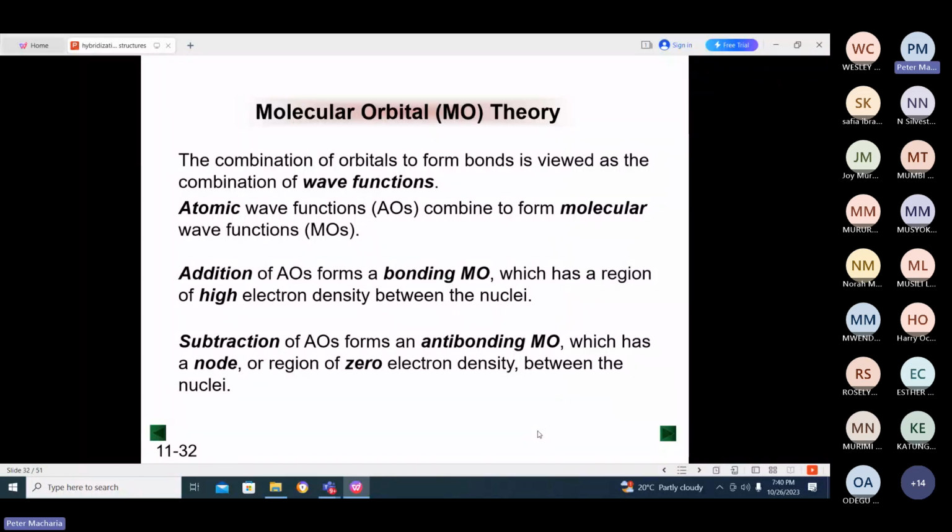And in molecular orbital theory, the argument is that the combination of orbitals to form bonds is viewed as a combination of wave functions. Of course, we're not going into the details because wave function equations are complicated. We are just going to look at the simple representation, so that atomic wave functions combine to form molecular wave functions. Now, addition of atomic orbitals forms bonding molecular orbitals, which have a region of higher electron density between the nuclei. Subtraction of atomic orbitals gives you the antibonding molecular orbitals.